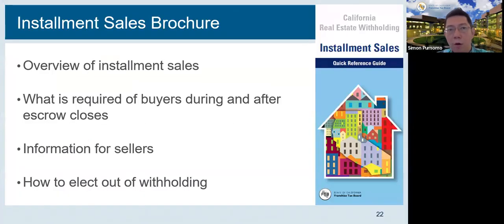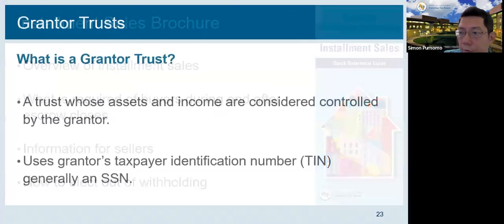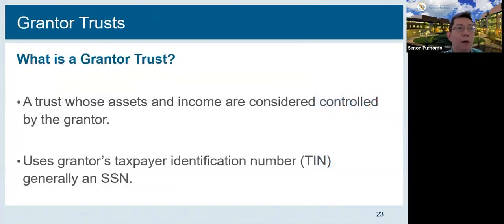Now let's move on to types of trust. There are two types of trust that we will cover today. The first one, let's take a look at the grantor trust. It is a trust whose assets and income are considered controlled by the grantor, and it uses the grantor's taxpayer ID number, generally the Social Security number.